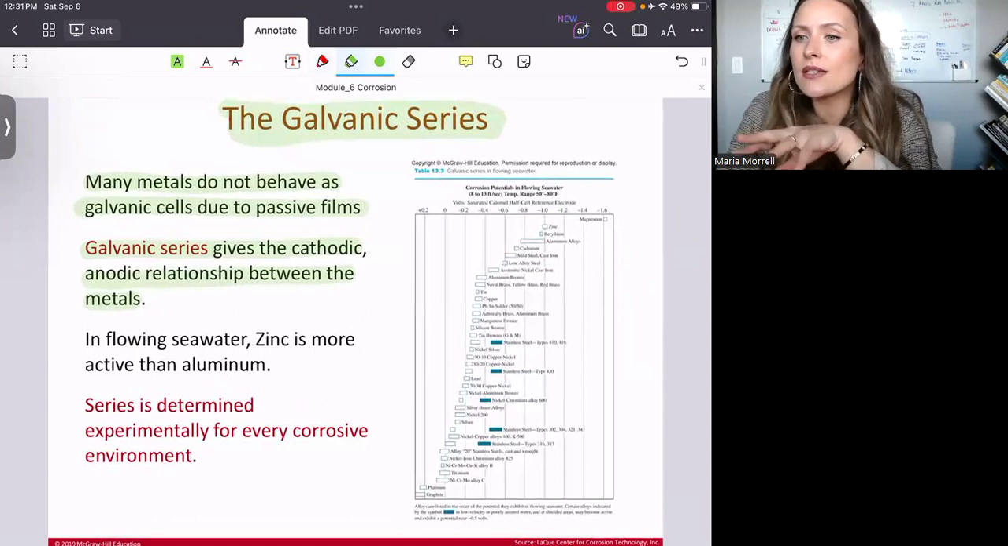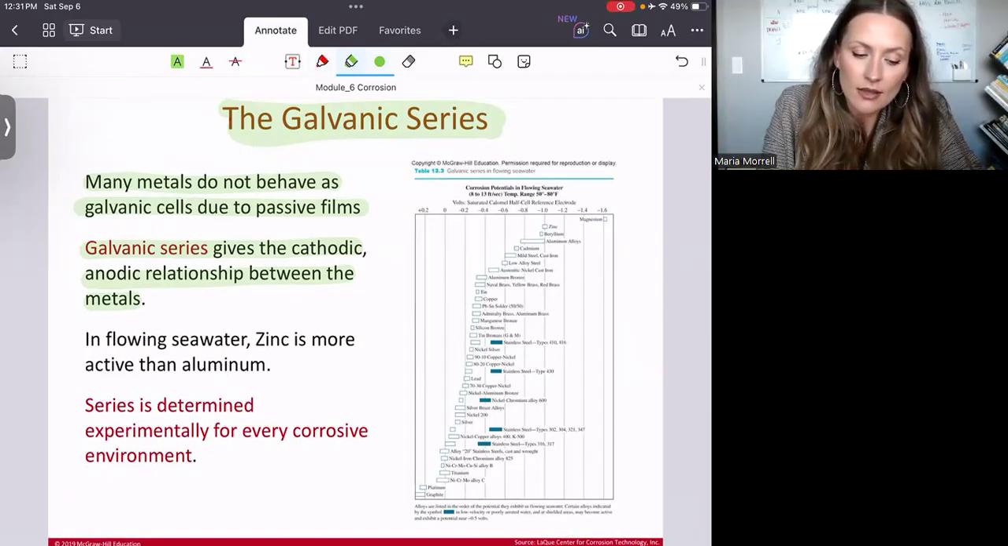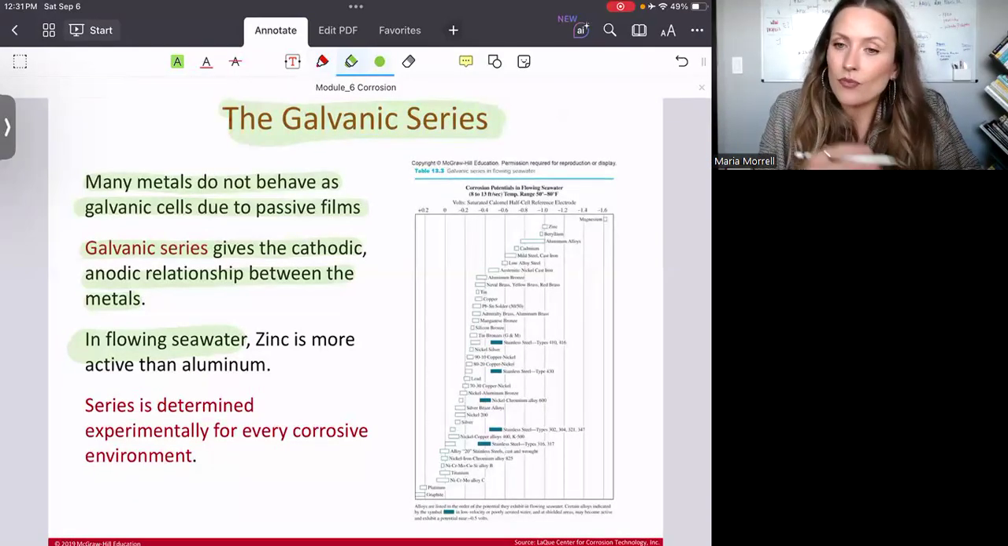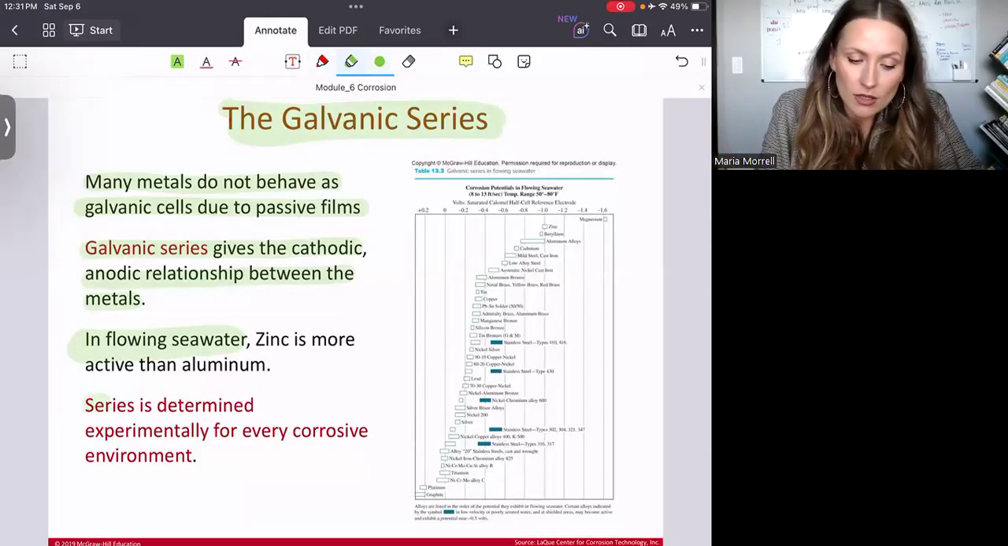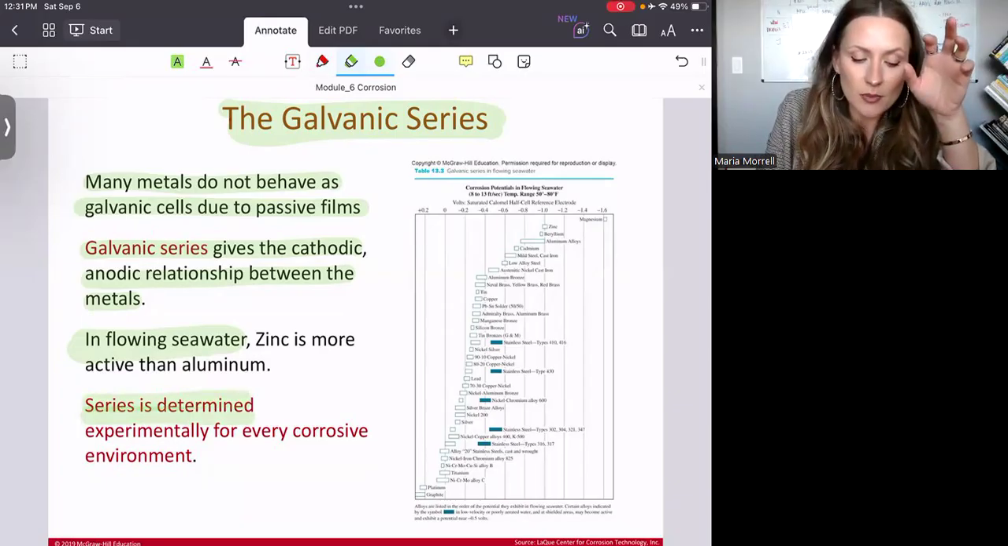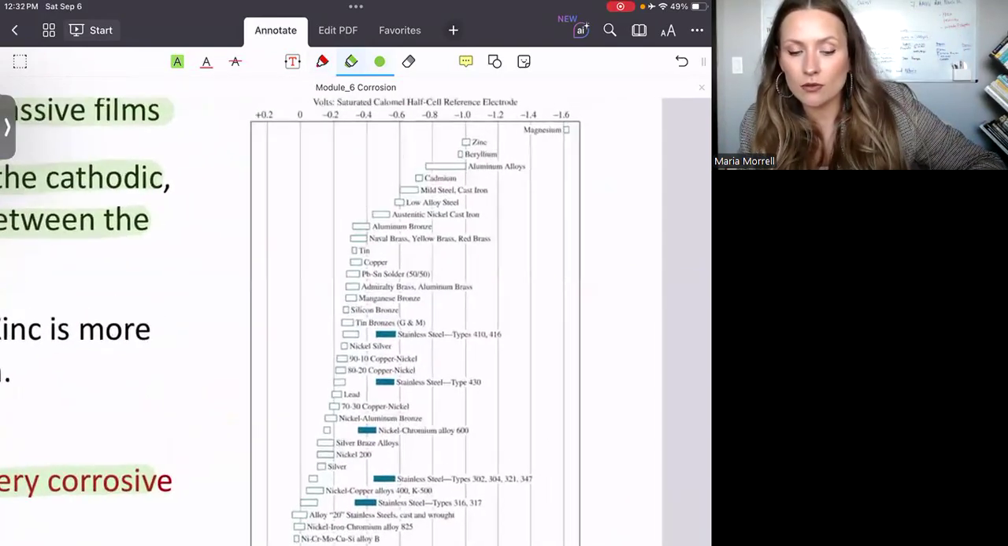This galvanic series has been measured for different metals, and that has been done in flowing seawater. Okay, and this is important. Typically, the galvanic series for every single environment, you would have to determine it experimentally, right? So the one that I'm showing you is only relevant for the flowing seawater, right? But what you have to keep in mind is that the galvanic series is always determined experimentally for every corrosive environment. How would that be useful?